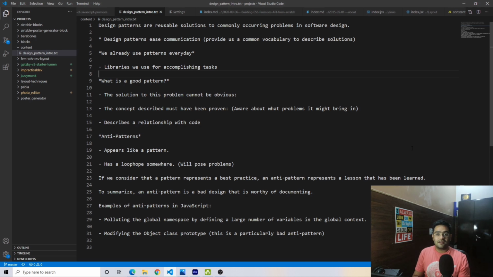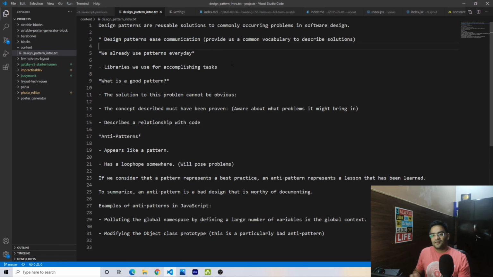So just like there are different patterns to solving your problem of not knowing how to drive, in software designs for commonly occurring problems there are commonly defined solutions available to them, which we call design patterns. So design patterns help you with communication as well.